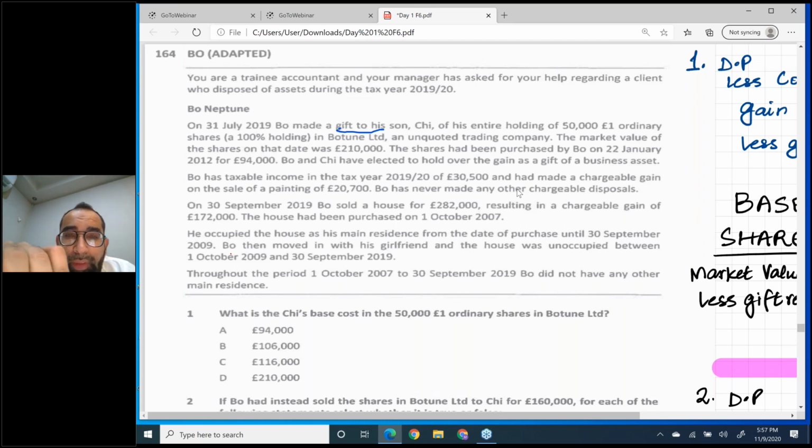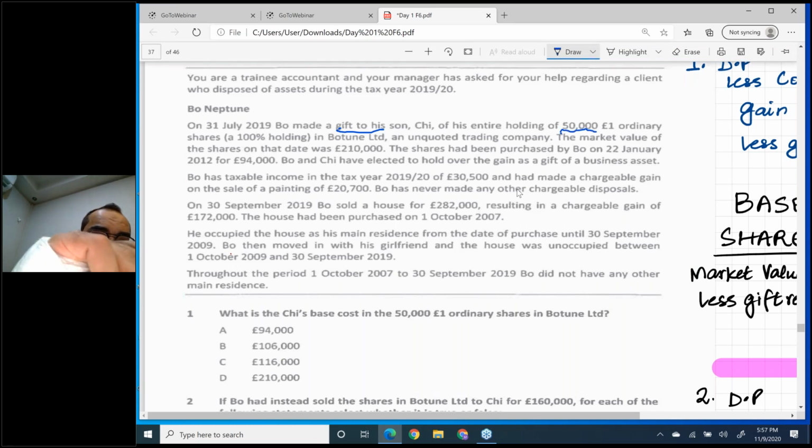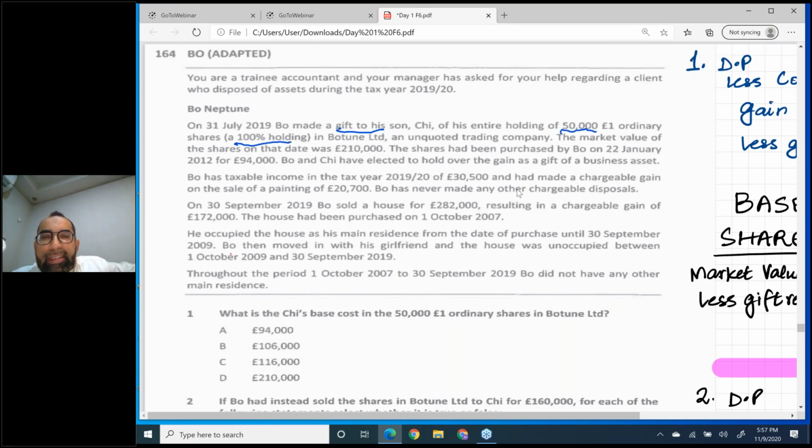Of his entire holding, 50,000 pound ordinary 100% holding. Wait. That means holding is greater than 5%. But again, there is no need to see the holding percentage because this is an unquoted company. For an unquoted company, holding percentage is irrelevant. In gift relief, if you are giving shares of a quoted company, then holding must be greater than 5%. But this is an unquoted company, so holding percentage is nothing. Don't worry.